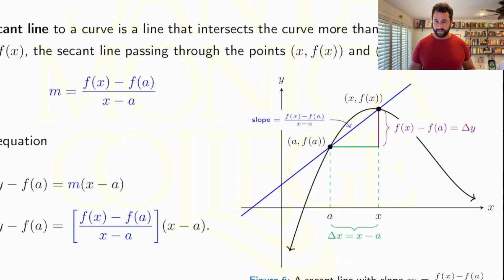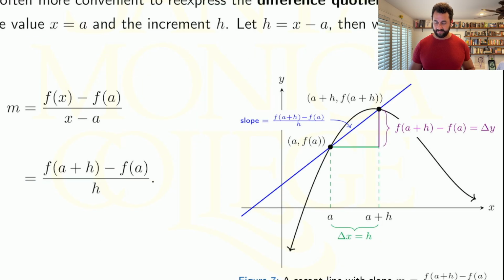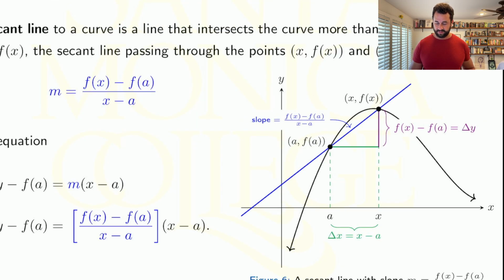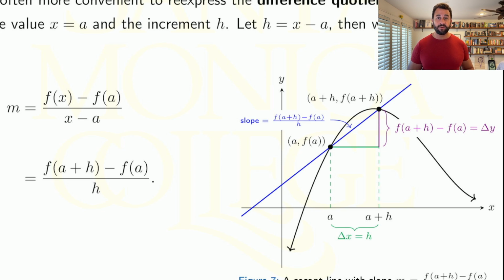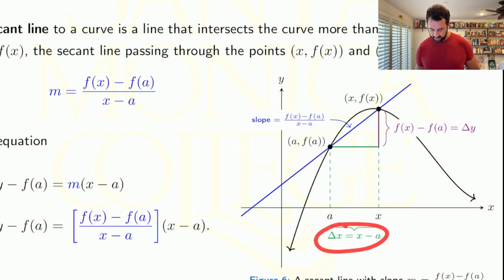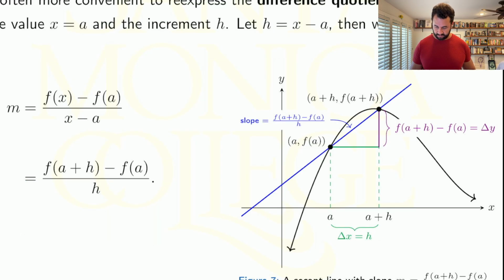Okay, and then we're going to talk about it in a second here. Keep your eye on the picture. All right, now let's go through the pieces just like we did a second ago. First, down here, delta x is x minus a. We're just going to call it h, x minus a. There it is.